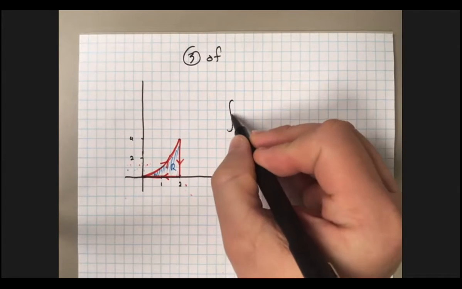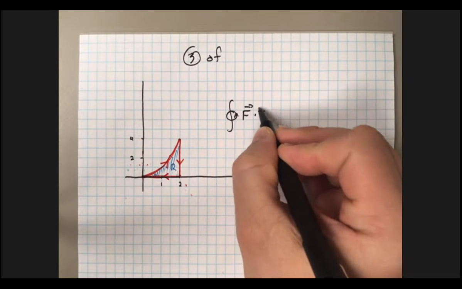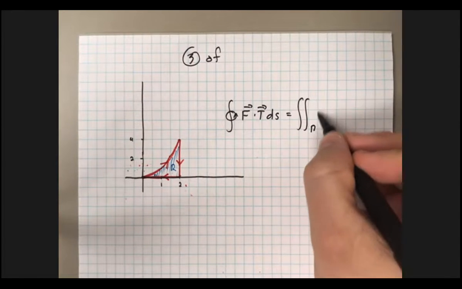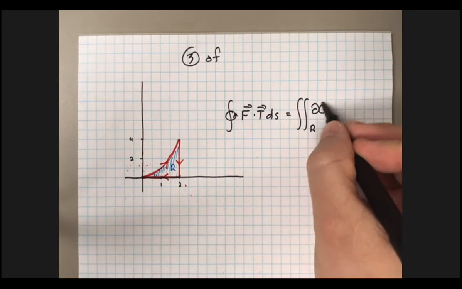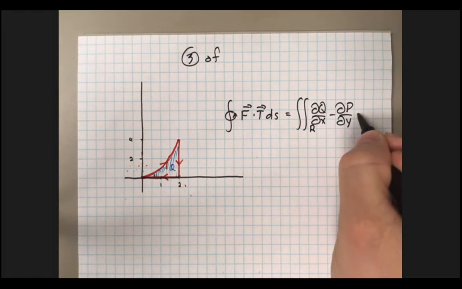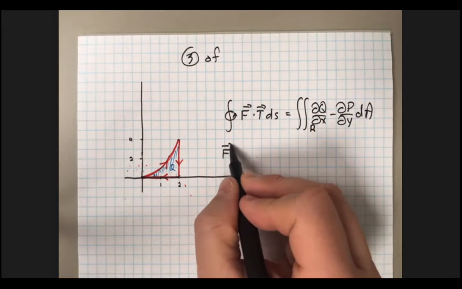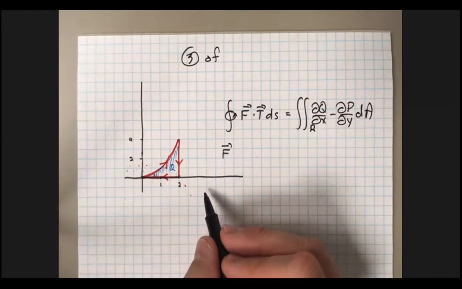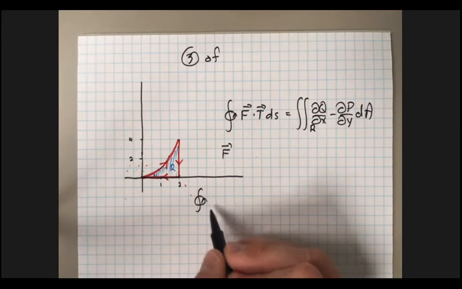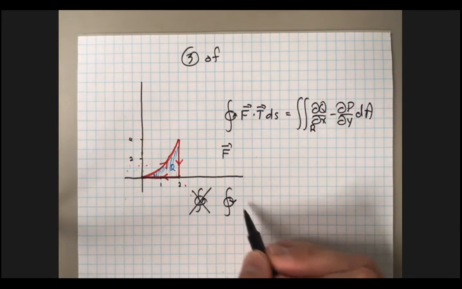And I want the counterclockwise circulation of F dot T ds to be calculated with the double integral of the curl of the field over the region R with respect to area. What's my first problem? They didn't tell me what the field was, right? They gave me this simple integral to construct. Well, in fact, they didn't even give it to me counterclockwise. I'm not even sure if I'm allowed to say clockwise like that.